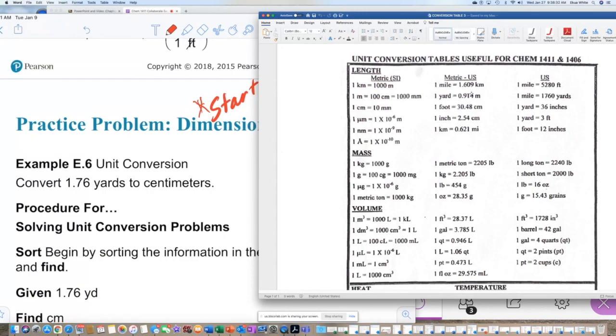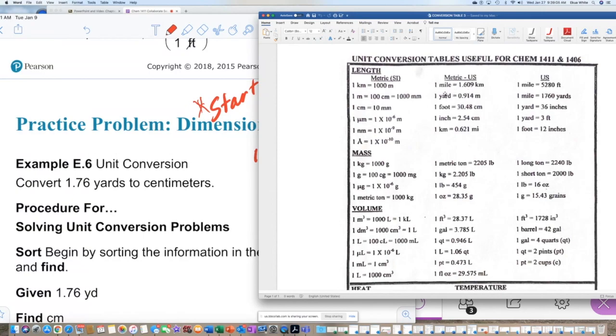So I'm going to write my conversion equality. All the measurements written here are written in equality form. That means the same object or the same distance, in this case in the length, was measured, but it was measured in two different units. So 1 yard is the same as 0.914 meters. I'm going to write that right here. 1 yard equals 0.914 meters.